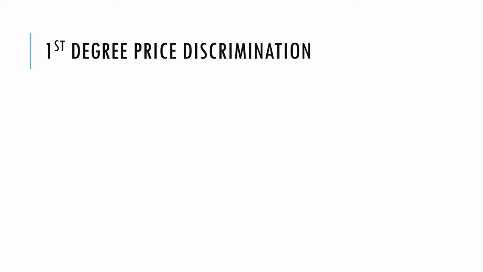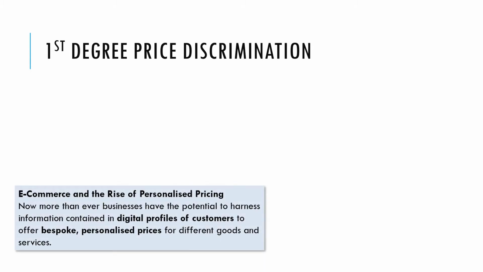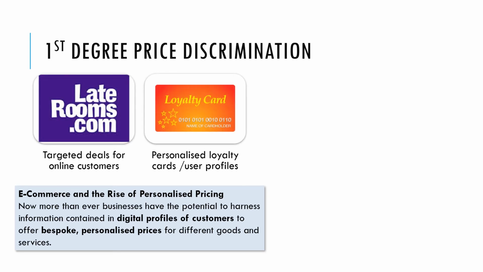First degree price discrimination, charging a different price to every customer based on their willingness to pay, is quite difficult to implement. But the rise of e-commerce and tracking your online data through the use of cookies and so on does potentially give businesses the potential to use this. They can look at your digital profile and then offer you a personalized price for the goods or service. So you might see this when booking a hotel room, or businesses might start to use this when they're looking at your loyalty card profile.